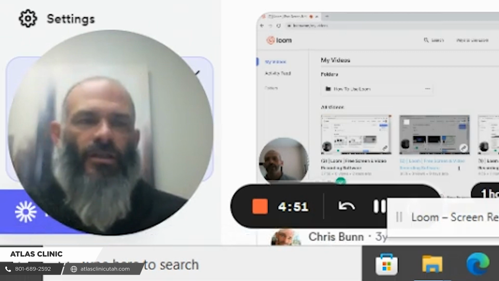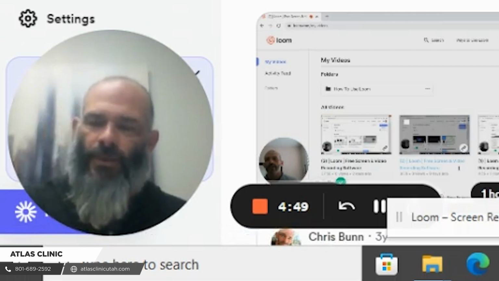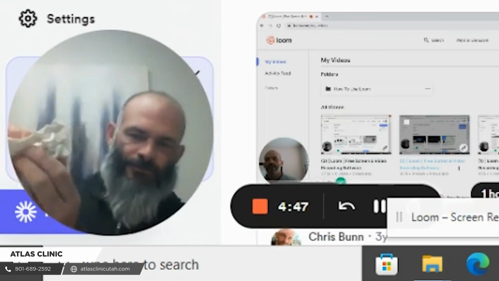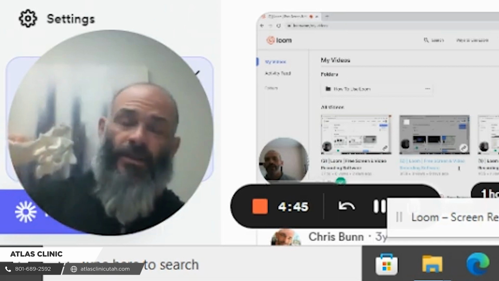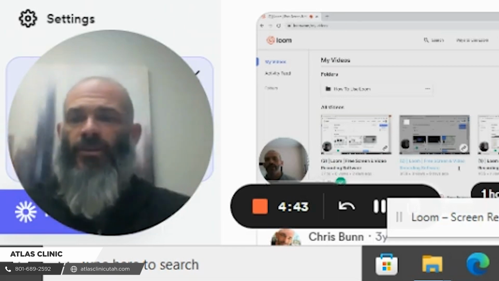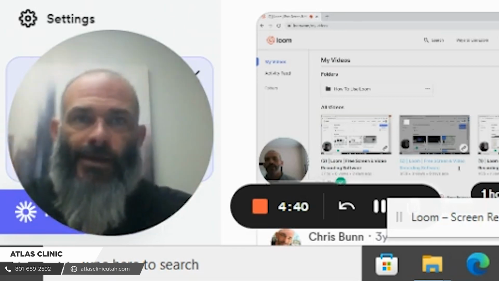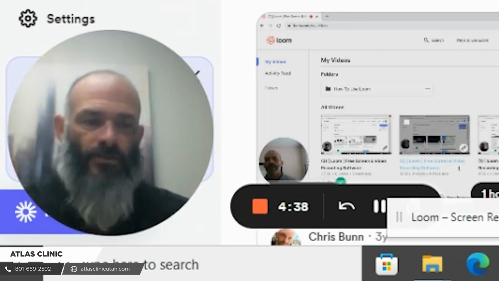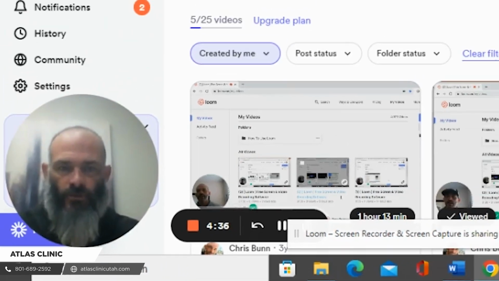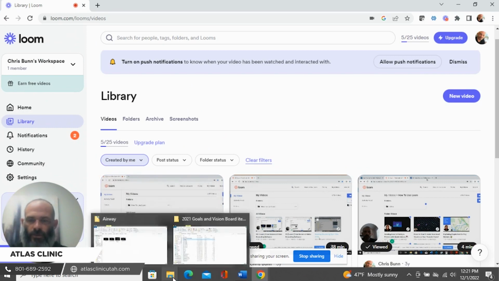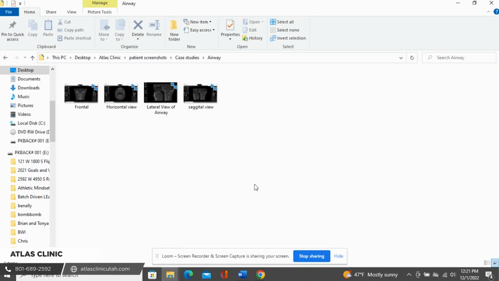Wanted to talk to you today about the role of the upper cervical area in breathing, and specifically sleep apnea, snoring, those types of things. So I'll show you some CT images that we took the other day on a patient of ours. I want to highlight a couple of things here.